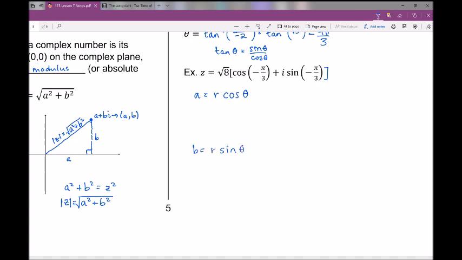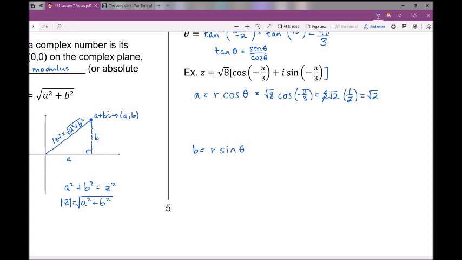So all we have to do is plug in our values. So we have square root of 8 times the cosine of negative pi over 3, which is, if we wanted to simplify the square root of 8, that's just 2 times the square root of 2, and the cosine of negative pi over 3 is 1/2. So if we multiply 2 square roots of 2 times 1/2, the 2's cancel out, and we just end up with the square root of 2.